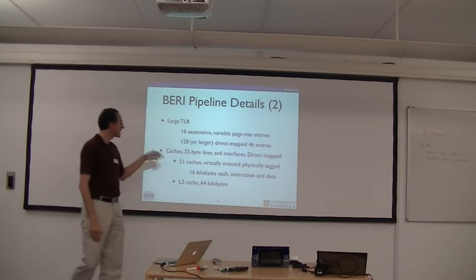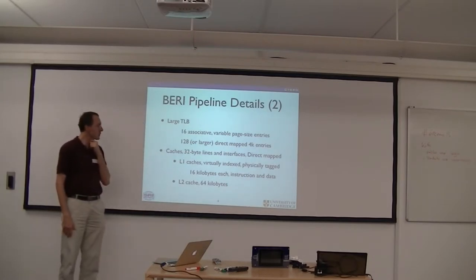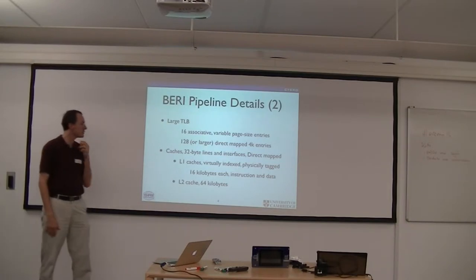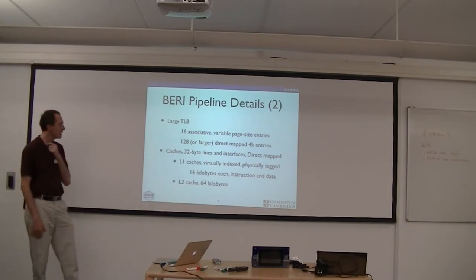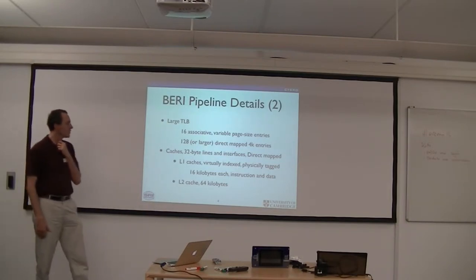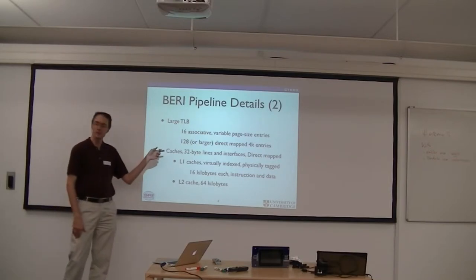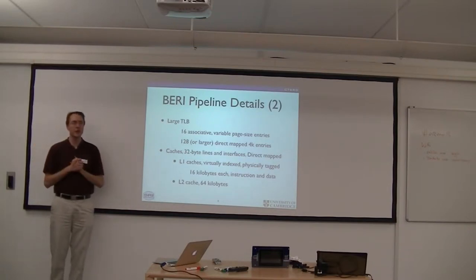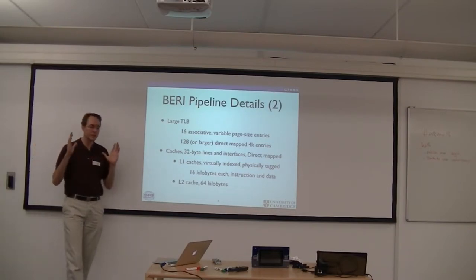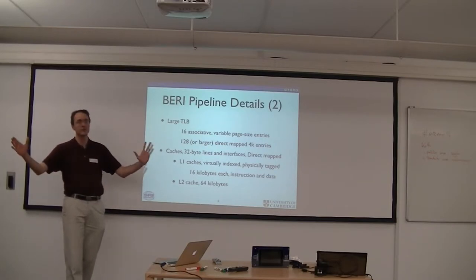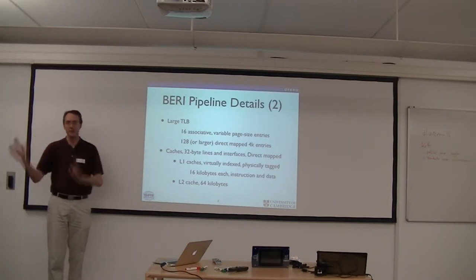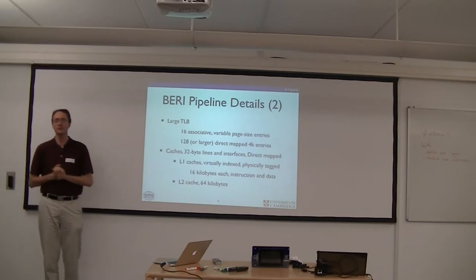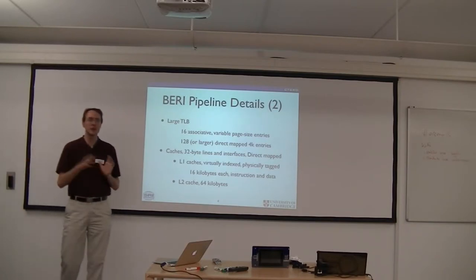Then the caches: we have L1 and L2 caches, two L1 caches, one instruction, one data, and then the L2 cache. All of these are 32-byte lines, 256-bit lines, and interfaces, and direct mapped. So, in other words, the interfaces are quite simple. They have a full 256-bit wide interface, and it fills an entire line in a single write. So this makes the logic much simpler.